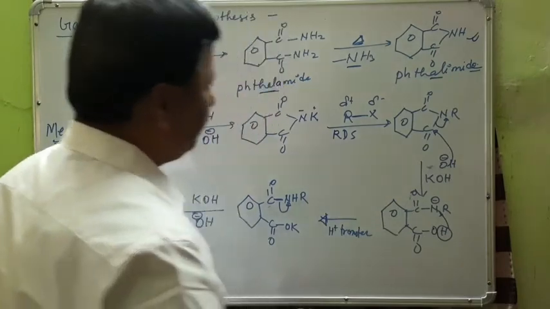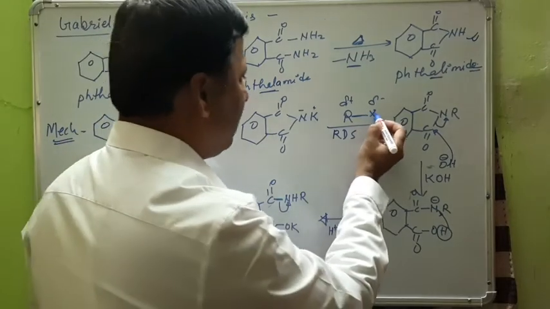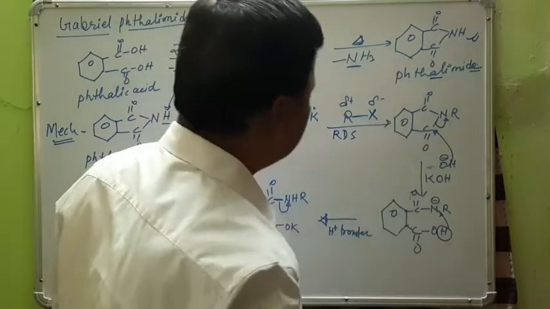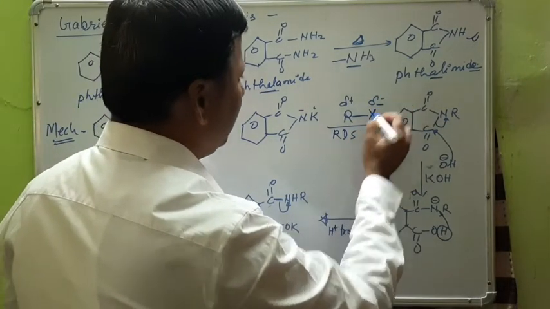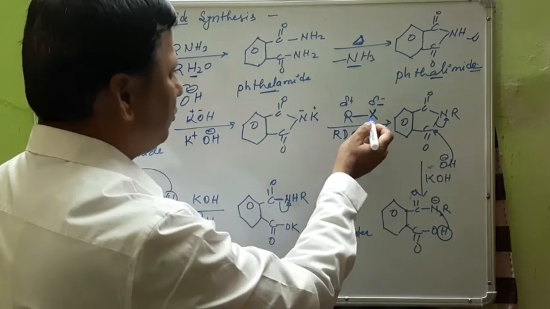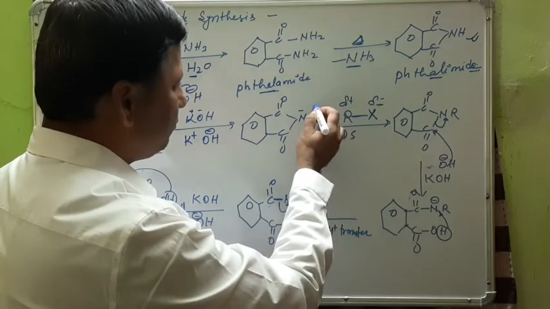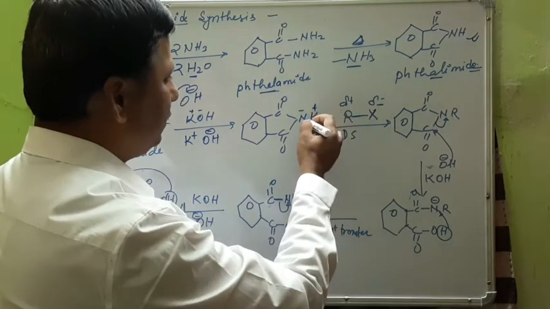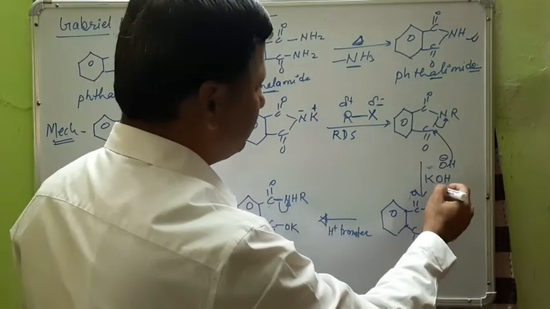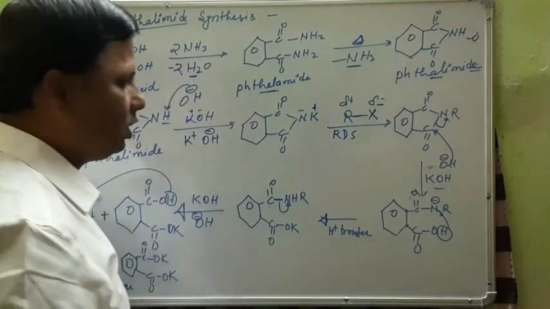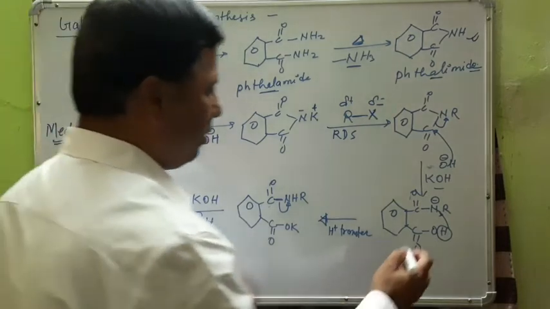In the next step, we will treat this compound with alkyl halide. This is alkyl halide. We know in alkyl halide, halogens are more electronegative than the alkyl group, so X is the negatively charged species. So this X minus will attack at this positive center, and this R plus will get attached at this position. Again, treating this compound with a strong base, we are using KOH here. This compound will be formed here.